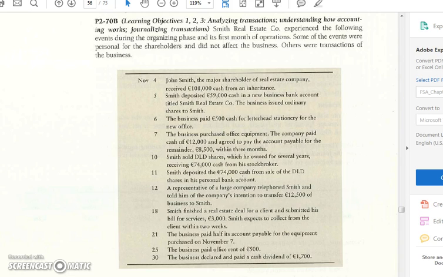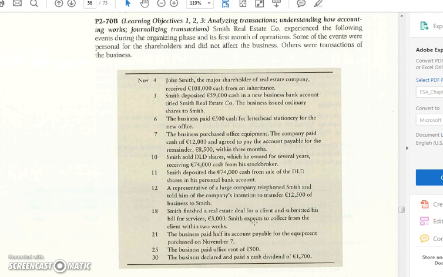Number 12, a representative of a large company telephoned Mr. Smith and told him the company's intention. They want to transfer 12,500 euros of business to him. That's nice, but that hasn't happened yet. So if it hasn't happened, it's not a transaction. Another fake.